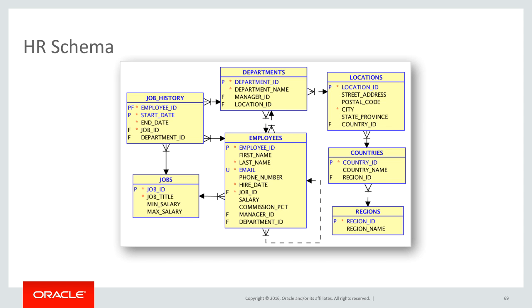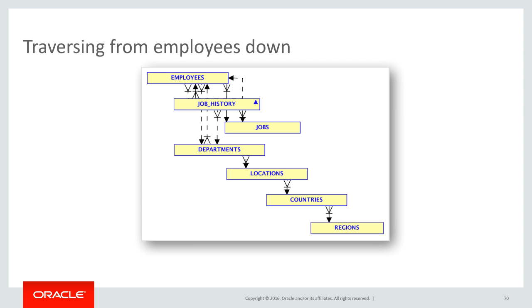Hopefully everyone here is familiar with the HR schema. If you're not, it's one of several schemas that's included with Oracle Database for learning purposes. And as you can see, it's fairly normalized. In the center, we have the main two tables, departments and employees. On the right-hand side, you can see locations, countries, and regions, and those are really related to departments. While on the left-hand side, you can see job history and jobs, which of course are mostly related to employees.